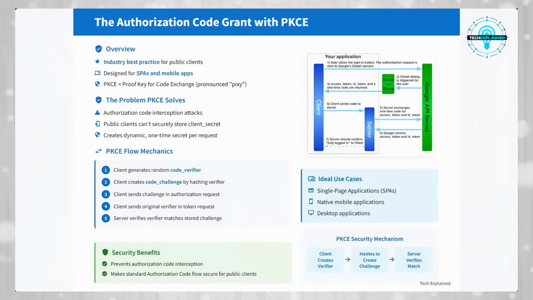PKCE effectively creates a dynamic, one-time secret for each authorization request. Even if a malicious app intercepts the authorization code, it can't exchange it for a token because it doesn't possess the secret code verifier. This makes the authorization code flow secure for public clients, which is why it's now considered the industry best practice for SPAs and mobile apps. What would happen if we didn't have PKCE? Public clients would be forced to use less secure flows, creating significant security risks in modern application architectures.